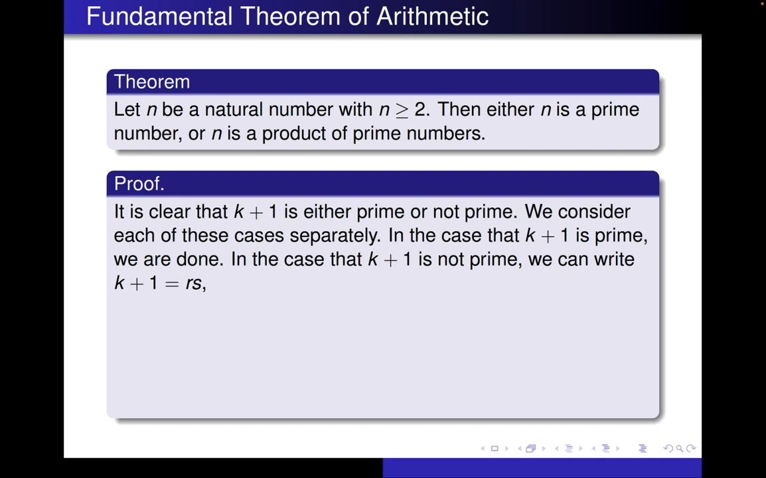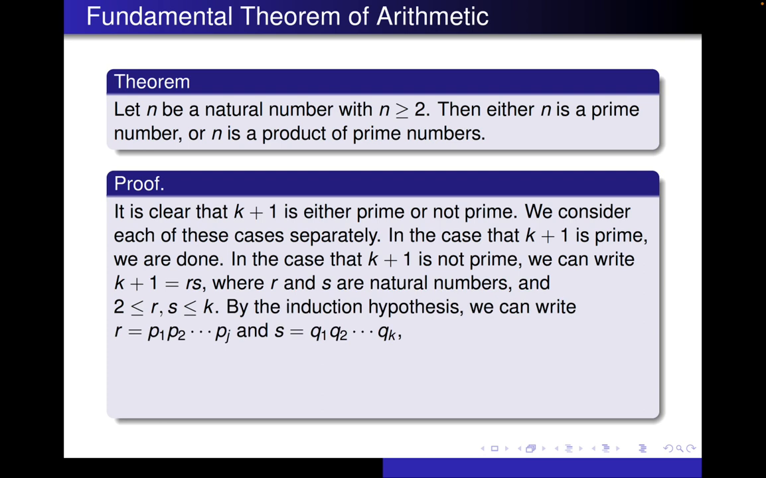The other case is where k plus 1 is not prime. And in that case, we can break k plus 1 up into a product of two smaller numbers, r times s, where r and s are natural numbers, and each of them is between 2 and k. It can't be bigger than k because that would make it so that they're not smaller numbers. And actually, neither of them can be smaller than 2 because if one of them is 1, then the other one has to be k plus 1, which is bigger than k. So they both have to be between 2 and k.